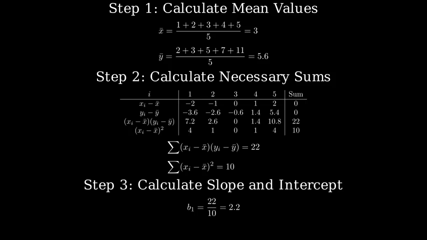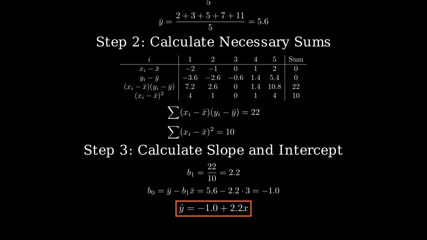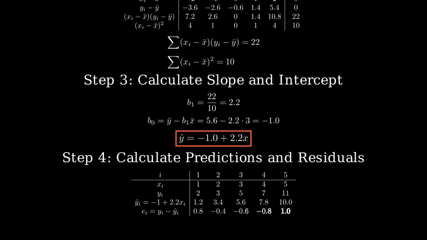Now we can calculate the slope and intercept. The slope b1 equals 22 divided by 10, which equals 2.2. The intercept b0 equals y bar minus b1 times x bar, which is 5.6 minus 2.2 times 3, giving us negative 1.0. So our fitted regression line is y hat equals negative 1.0 plus 2.2 times x. Using our regression equation, we can calculate predicted values and residuals. For each x value, we compute y hat using our equation, then calculate the residual as the difference between the observed y and predicted y hat.